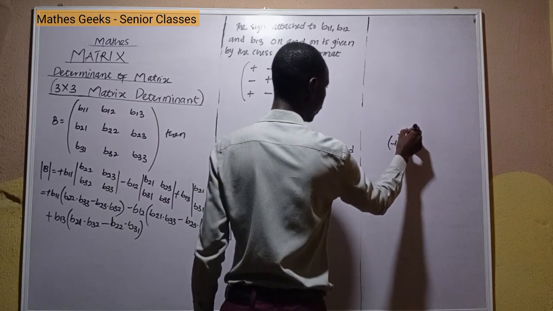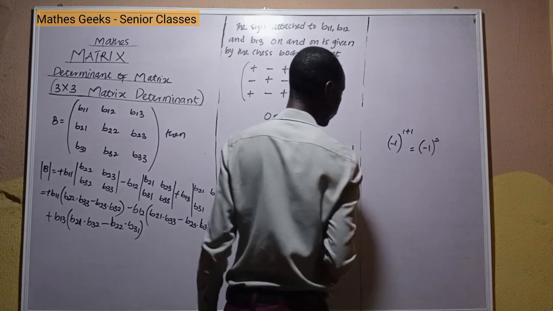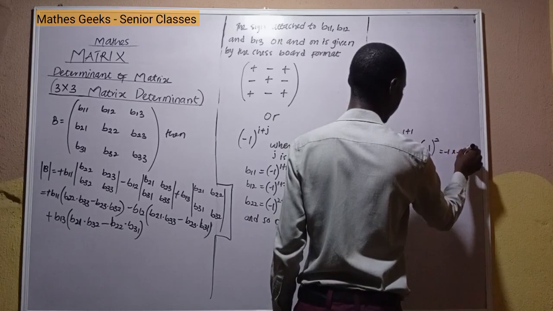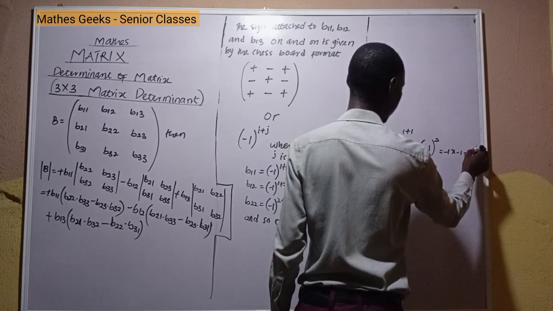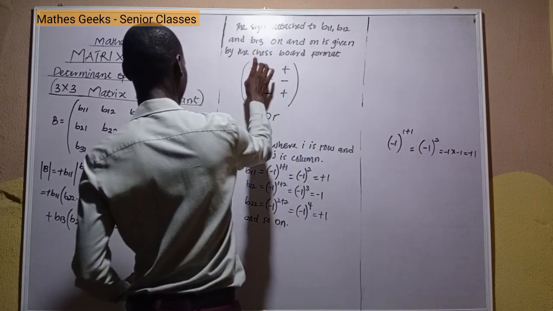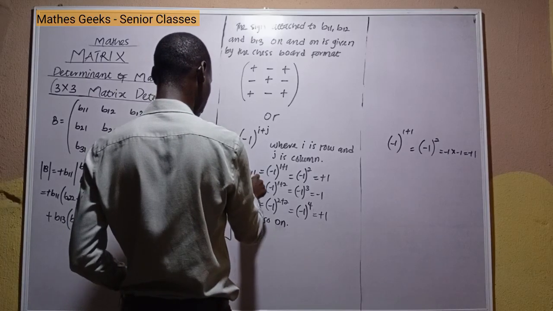So 1 plus 1 gives -1 raised to power 2. -1 raised to power 2 means -1 times -1, and minus times minus is plus, 1 times 1 is 1, so plus 1. So our sign here for the first entry is plus because of the position of the row and the column.